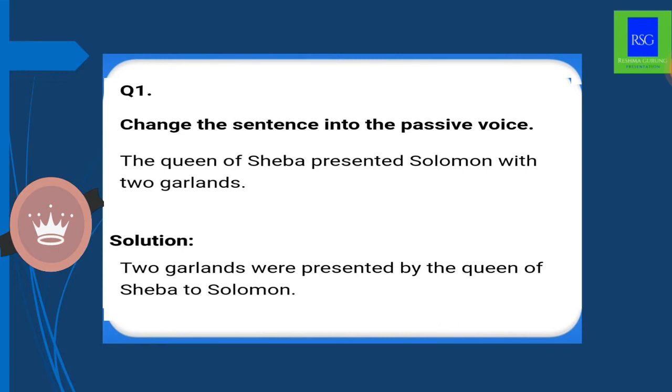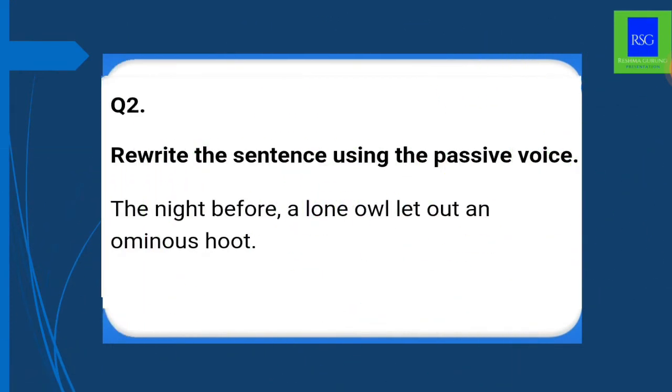So what did we notice here? We noticed that the subject became the object in the passive voice, and the object became the subject. Now let us see sentence number 2.